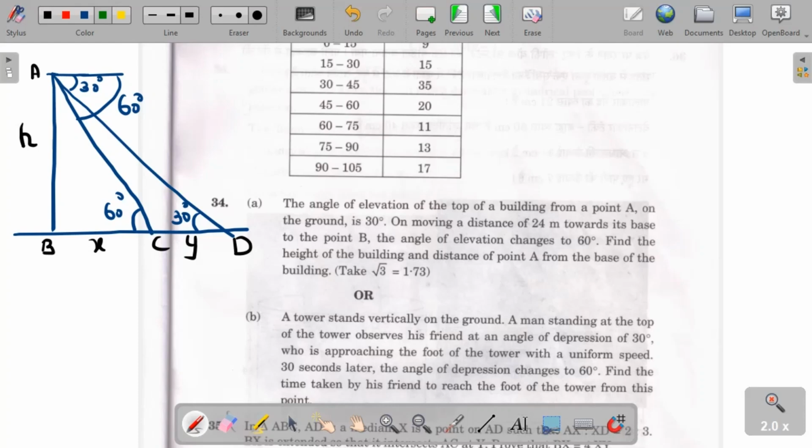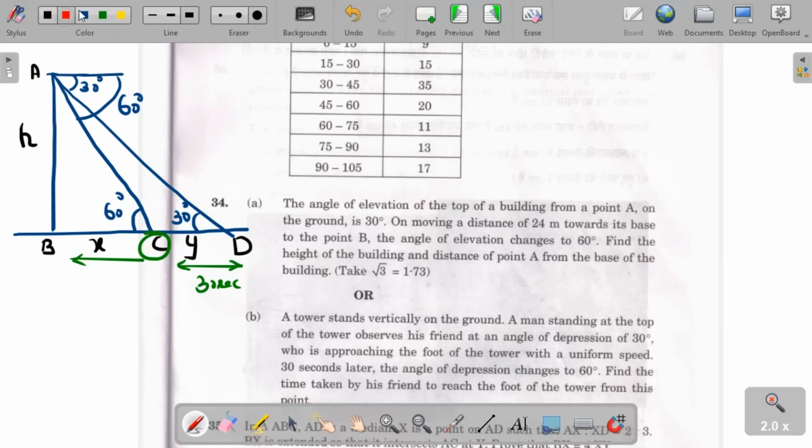Now let's compute what is going to be the time taken. The question is, find the time taken by his friend to reach the foot of the tower from this point. So from point C, we need to find out what is the time taken by the friend to reach the base of the tower, which is going to be B. Okay, he took 30 seconds to travel this distance CD. So I'm marking it for reference here.